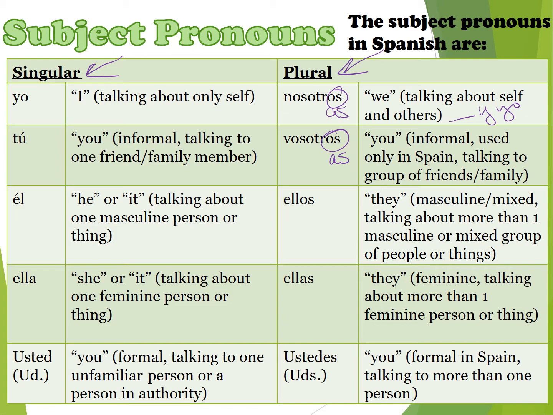Notice how I have set up this chart. You have yo, which is the singular, and that corresponds to nosotros, the plural. Tú corresponds to vosotros. Although, if you're in another country besides Spain, it is going to be the ustedes form. Él corresponds to ellos, ella to ellas, and usted to ustedes. And again, these are the traditional pronouns. And on the next slide, we are going to talk about what it looks like in a little bit more contemporary language.